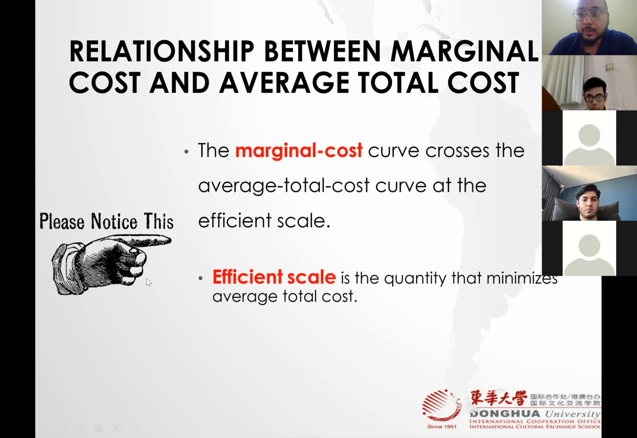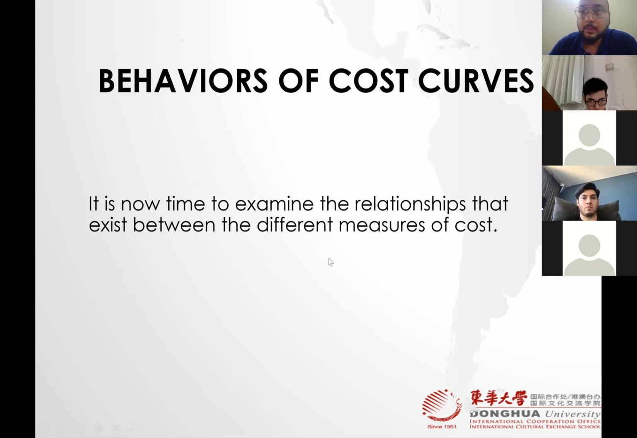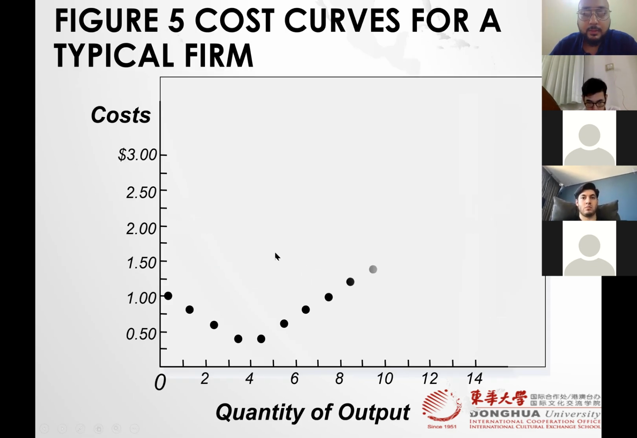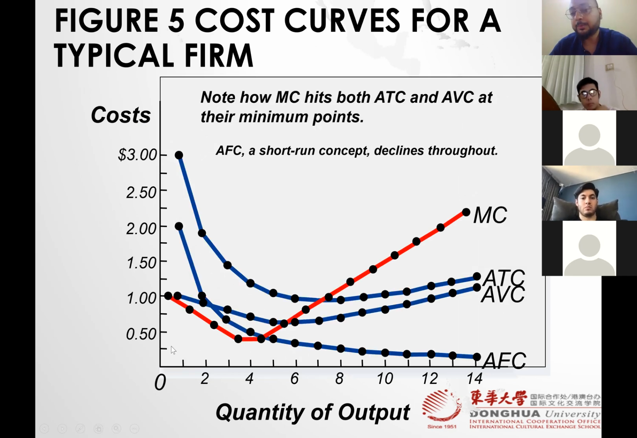And then we talked about, we already discussed that marginal cost crosses the average total cost at its minimum. So let's talk about the behavior. So marginal cost crosses the average total cost at its minimum point. Average variable cost is less than the average total cost. Average fixed cost is always falling, right? Only one cost curve crosses the average variable cost and average total cost, that is marginal cost.